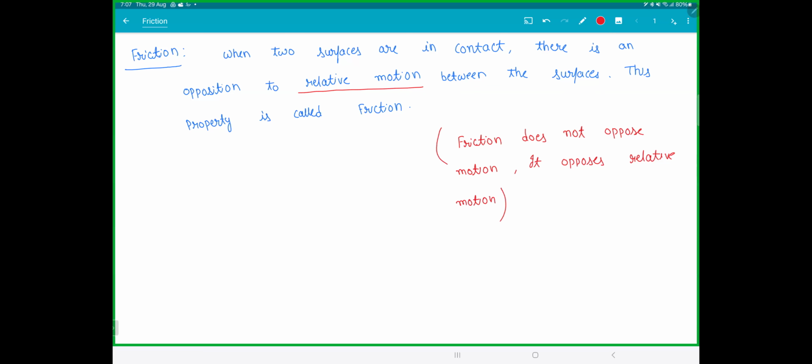For example, tell me one thing. When you're walking on the road, what is the direction of friction? Backward. Okay, then who is making you walk? From Newton's first law, we know if you have to go forward, there should be a force in the forward direction. So who is making you go forward? Friction. But just now you said it is backward.